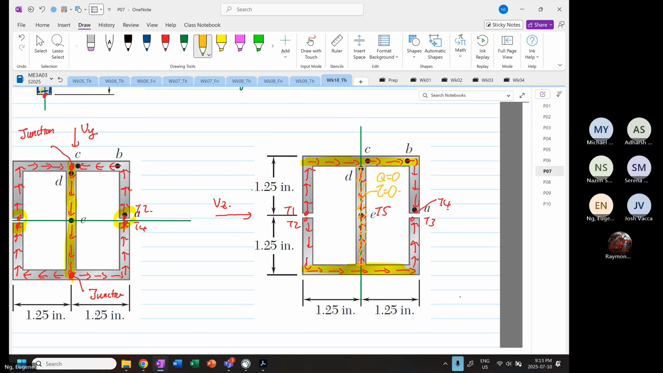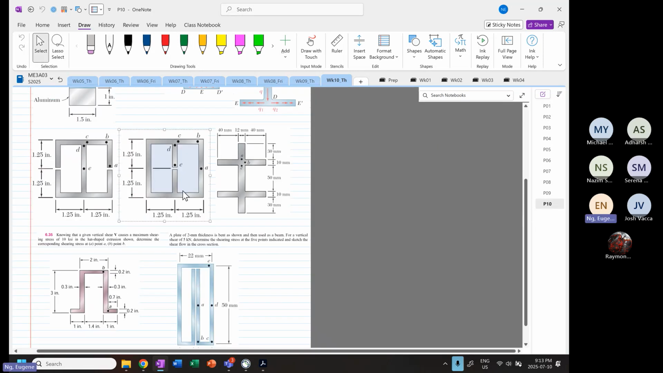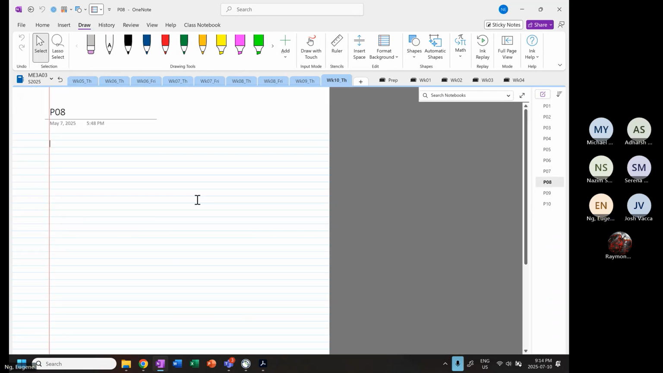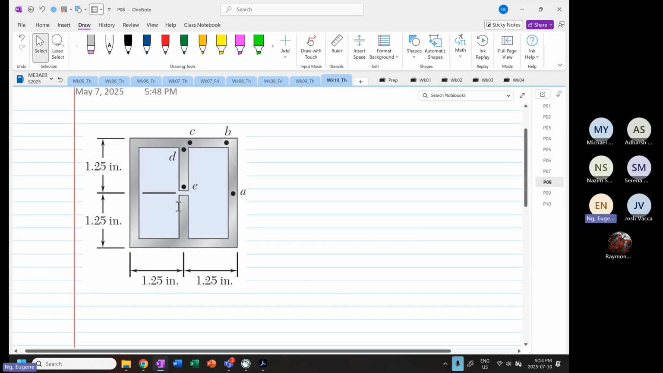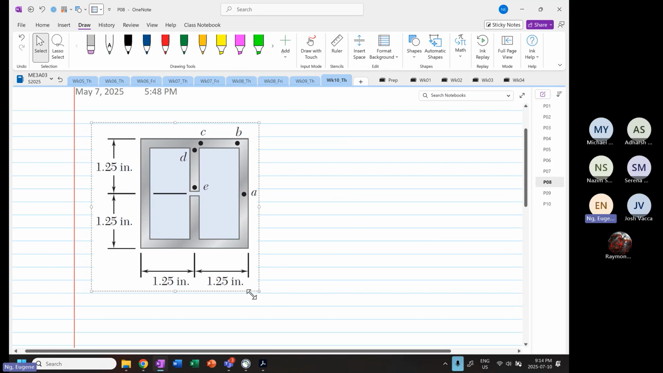Are we clear? Okay. Now let's put in some values. As I said, I want you to be comfortable. Let's do a different one. By putting in values, you'll be more comfortable. So over here is our beam, the cross section of our beam.